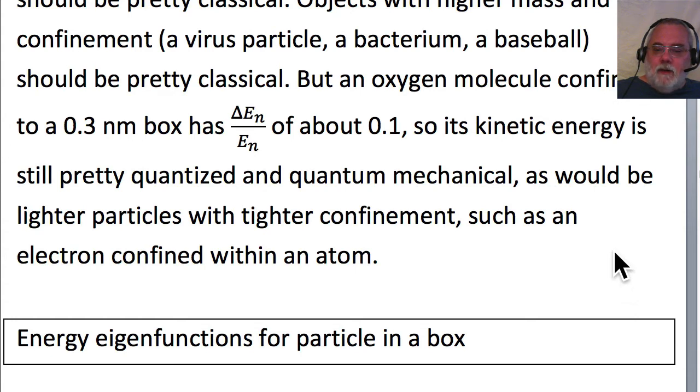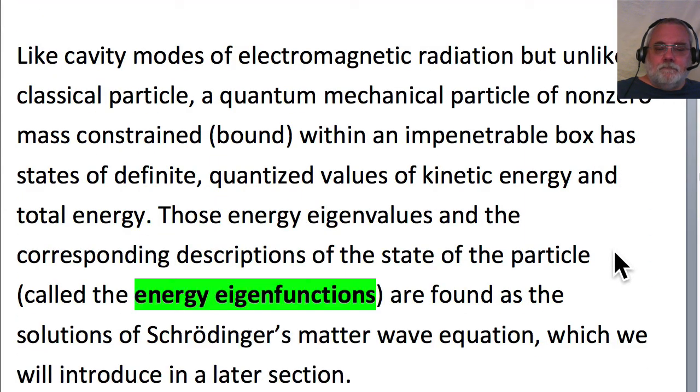Energy eigenfunctions for particle in a box. Like cavity modes of electromagnetic radiation, but unlike a classical particle, a quantum mechanical particle of non-zero mass bound within an impenetrable box has states of definite quantized values of kinetic energy and total energy. Those energy eigenvalues and the corresponding descriptions of the state of the particle, called the energy eigenfunctions, are found as the solutions to Schrödinger's matter wave equation, which we will introduce in a later section.